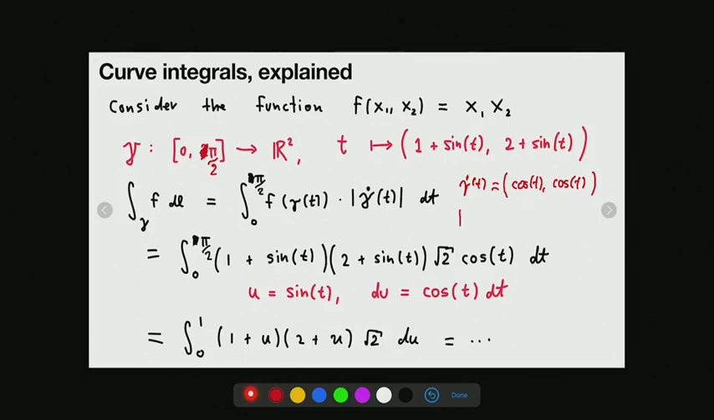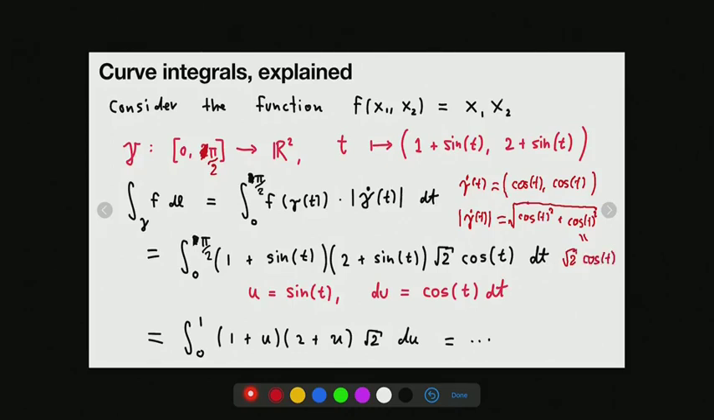Corresponding to that, the magnitude. In both cases, we just have the cosine. And technically, if we write this down, we get the cosine of t squared plus the cosine of t squared. Take the square root, which evaluates to square root of 2, and again, then the cosine of t.